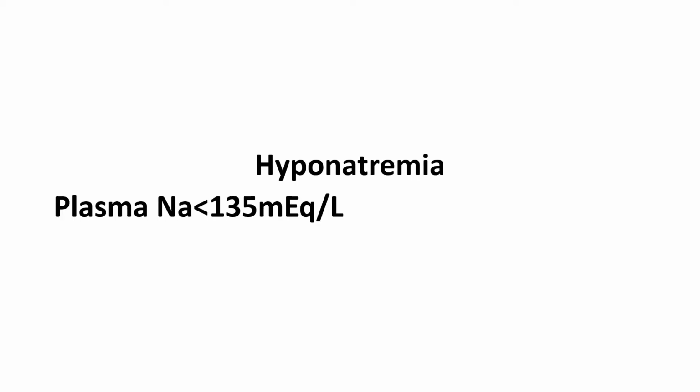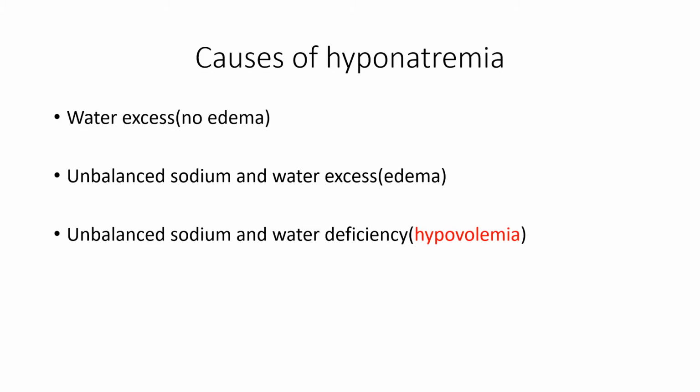Hyponatremia is defined as a decrease in plasma sodium concentration to less than 135 milliequivalent per liter. There are three main causes of hyponatremia. Number one, water excess, and here there is no edema. Second, unbalanced sodium and water excess, and this includes the edematous states of the body. And finally, unbalanced sodium and water deficiency, which occurs due to hypovolemia.